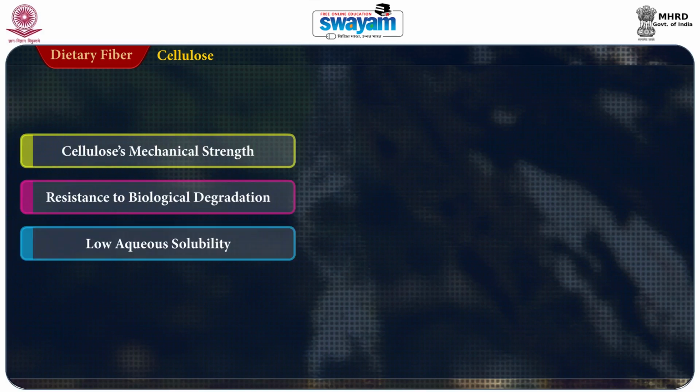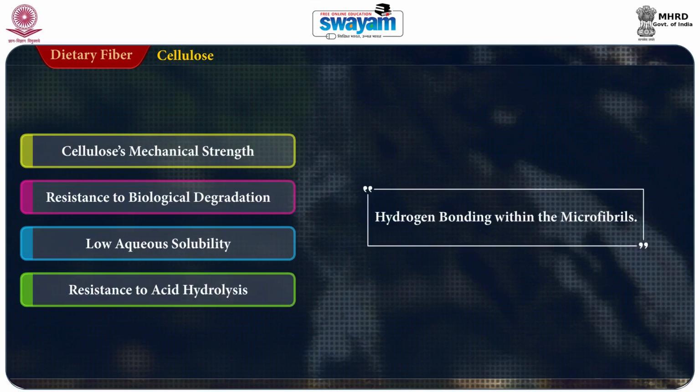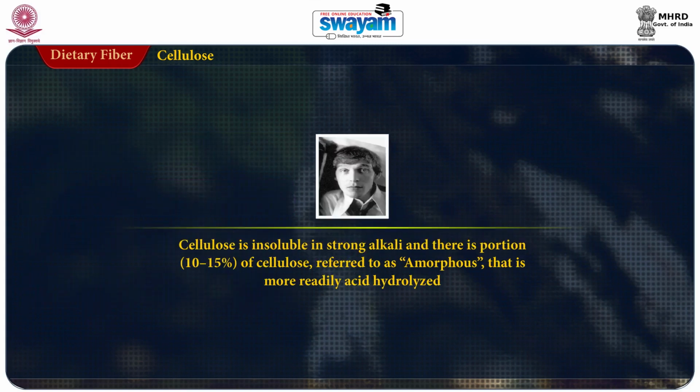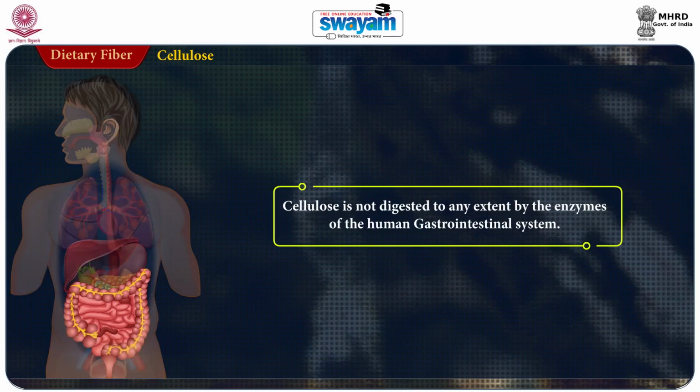Its low aqueous solubility and resistance to acid hydrolysis result from hydrogen bonding within microfibrils. Aspinall in 1970 studied that cellulose is insoluble in strong alkali and there is a portion of 10 to 15% of cellulose referred to as amorphous, that is more readily acid hydrolyzed. Cellulose is not digested to any extent by the enzymes of the human gastrointestinal system.